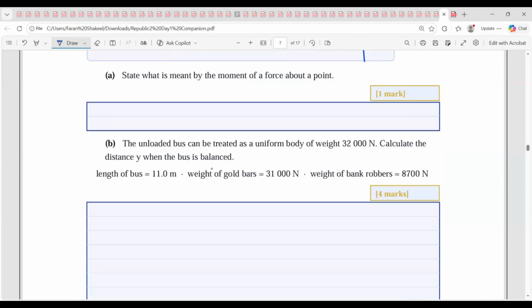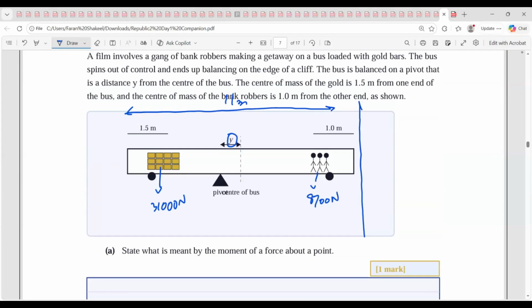We just need to calculate y from here. So how are we going to do that? First of all, identify the moments we've got, right? If we're going to talk about these moments, we've got the pivot over here. I'm going to take this point to be the pivot, right? Now how many forces have I got? I've got 31,000 for the gold. We've got 8,700 for these people. I've got the weight of the bus as well. So I've got 3 moments in total.